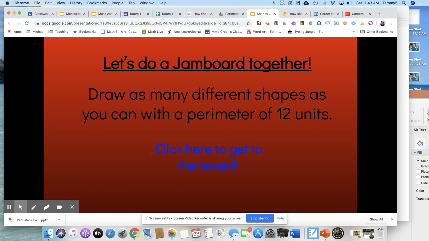Today we are going to do a Jamboard together. What I want us to do is click on the link that I've shared with you in our stream page and also in our classwork to get to the Jamboard. We're going to draw as many different shapes as we can that have a perimeter of 12 units. When you do this, please make sure that you include a sticky note with your name so I know who has drawn which shapes.